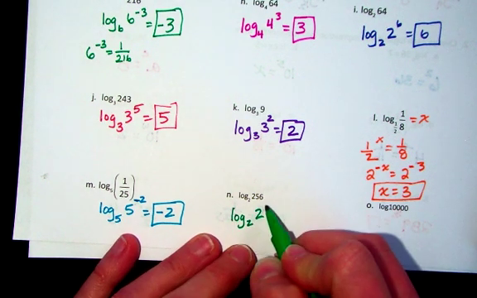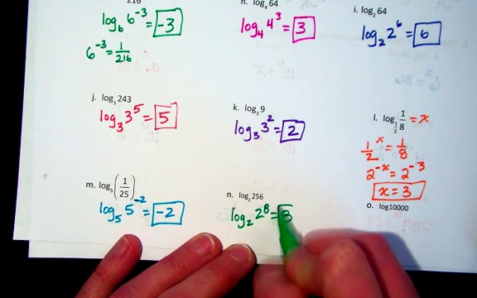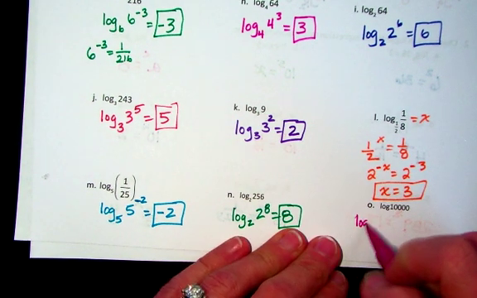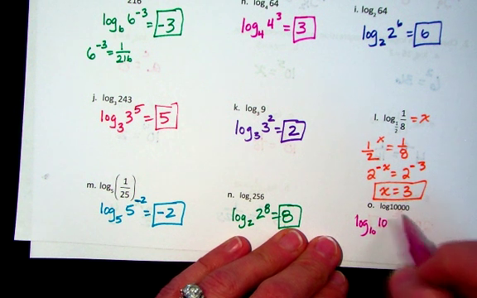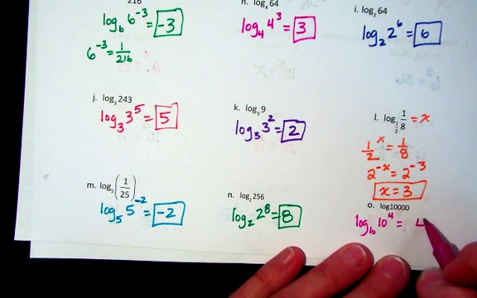All right, 2 to what power is 256? 2 to the 8th. And then for the last one, we have log. What is the base actually here? 10, and this is 10 to the 4th, so the answer is 4.